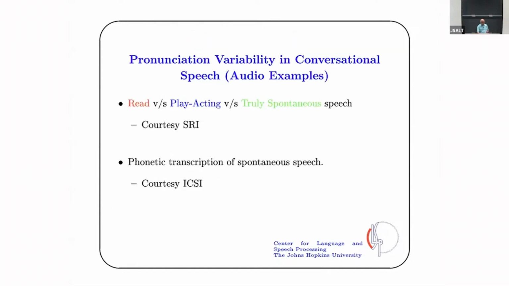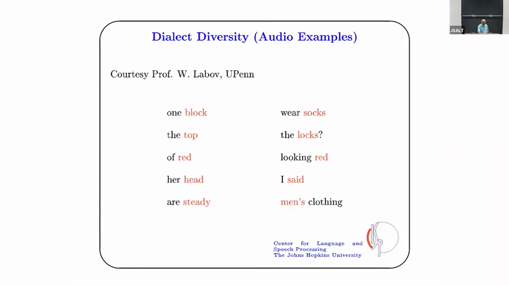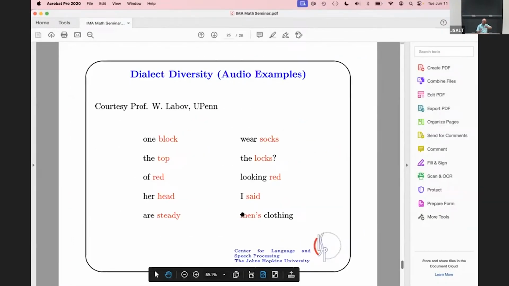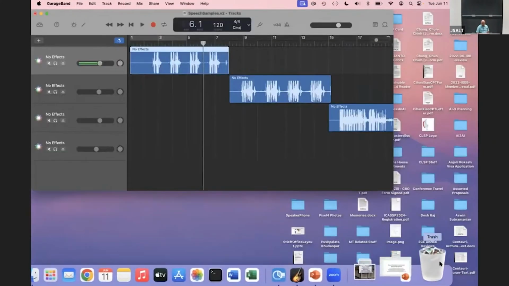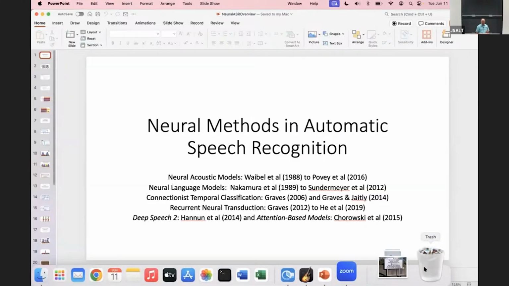So let me stop here. Well, I have a few examples, but I'll play them later. So let me take a break here, 15 minutes, and we'll resume at 10:30 and go over the second part. I'll just put up the title so that you can see what the second part of the talk is. It's neural methods in speech recognition.